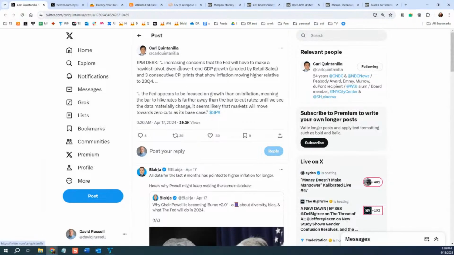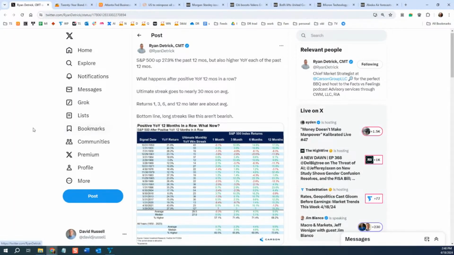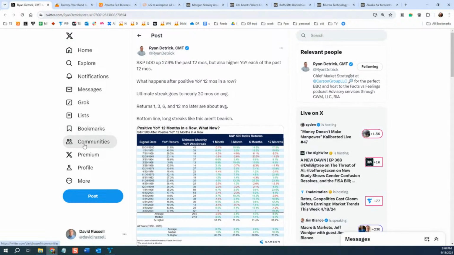Carl Quintanilla: JP Morgan is increasingly worried the Fed is going to have to make a hawkish pivot. This was after the retail sales. And I will say that I am increasingly worried about a bear market in treasuries.